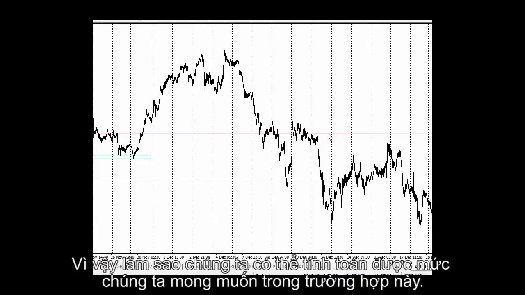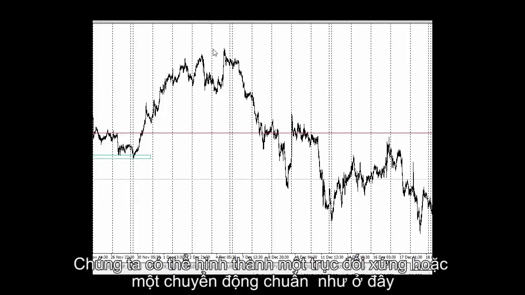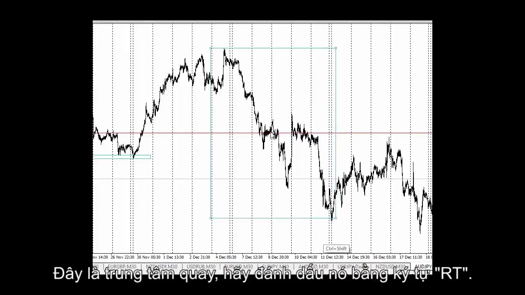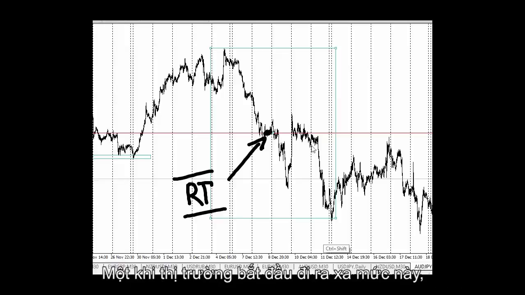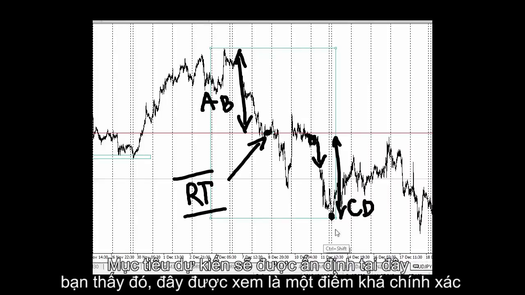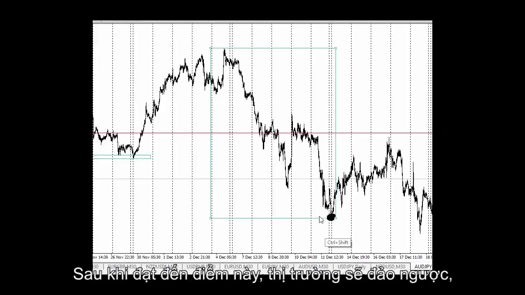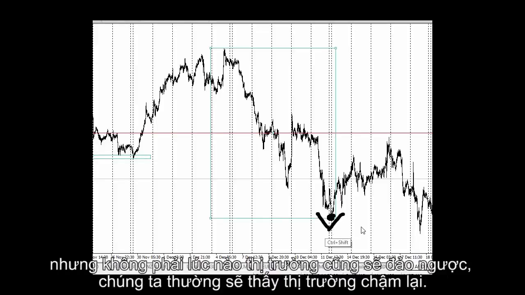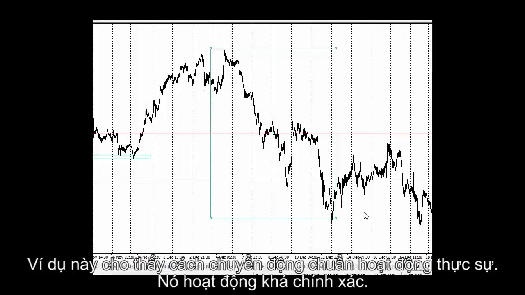So how are we going to measure our target in this case? We can build a symmetrical or measured move here. So here is the rotational center. Let's mark it with the letters RT. Then once the market starts to go away from this level, we build a measured move and estimate our projected target. The projected target will be located here. You see this is a pretty accurate point. After reaching this point, the market reverses, but not every time will the market reverse. It is just this example, but it shows pretty accurately how the measured move actually works in real time.